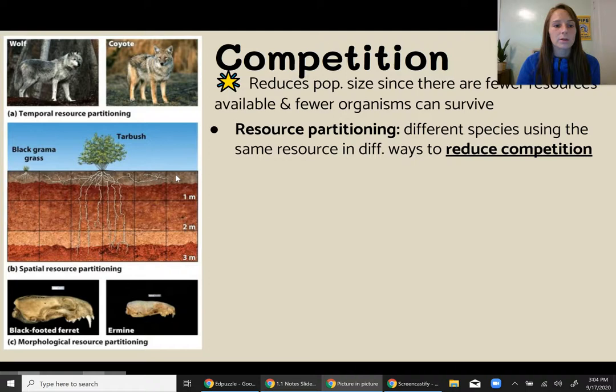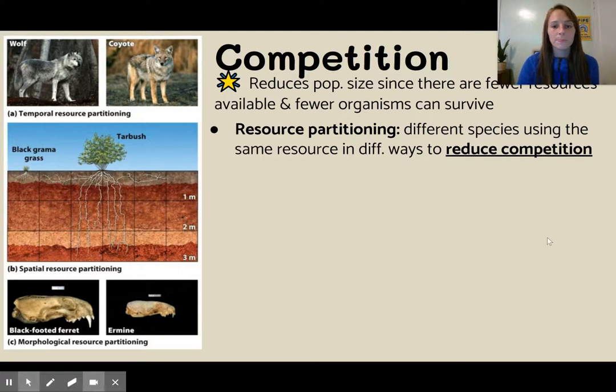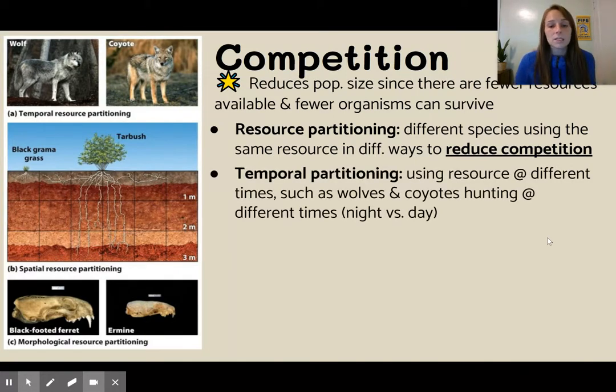So with this example, if we first look at something called temporal partitioning, this is where you use resources at different times. And so you have, for example, wolves and coyotes hunting at different times. So coyotes hunt at night, wolves hunt during the day. It reduces competition because they're hunting at different times. So they aren't competing for the exact same thing at the exact same time.